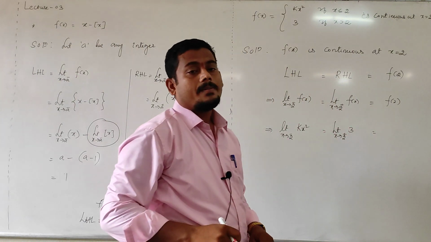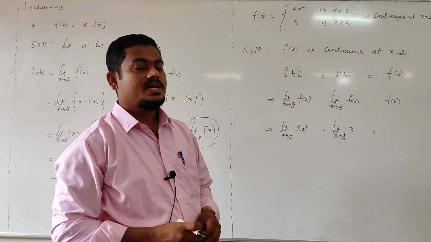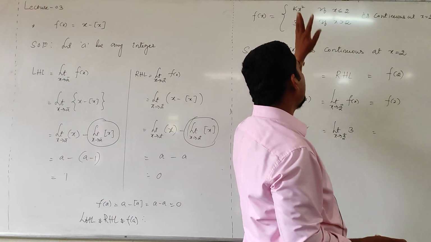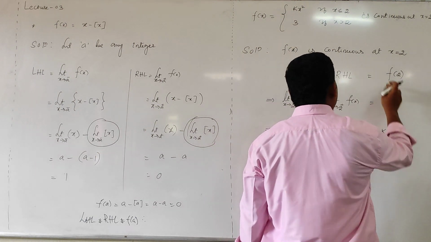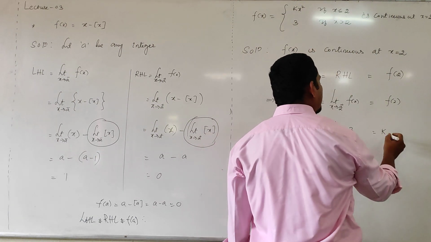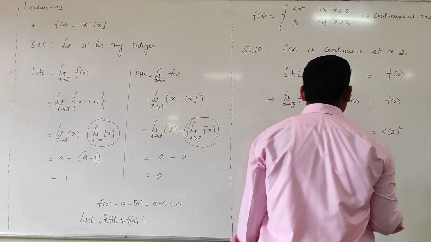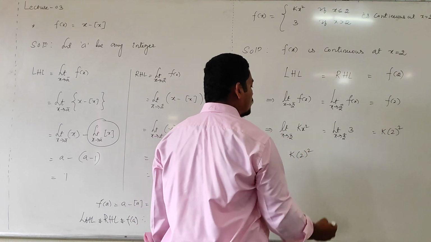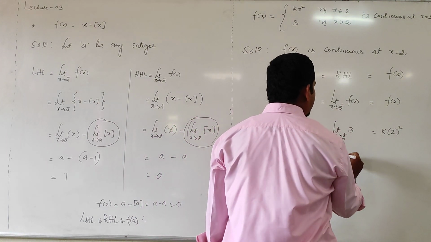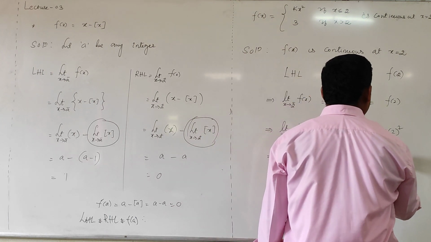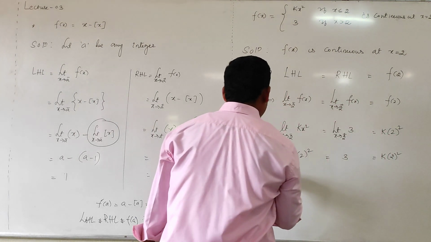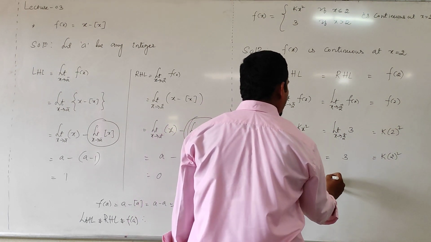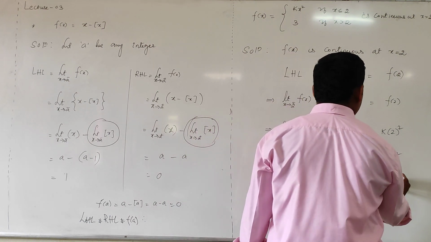Then what is f of 2? Functional value at 2. For finding f of 2 value, use this function, because including 2, f of x is kx square. Then what is f of 2? K into 2 square. Now apply limit, then it will be k into 2 square, that is independent of x, means 3 only. That's equal to k into 2 square, which is 4k. So 4k equal to 3 equal to 4k.